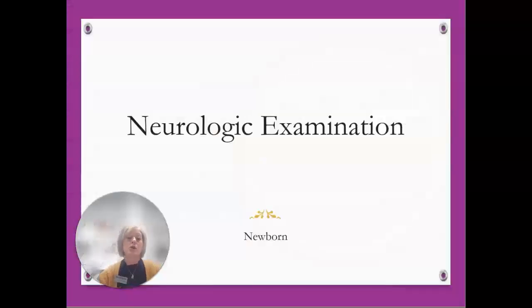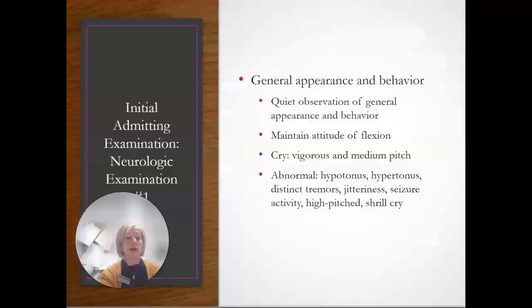So neurologically, we're going to make sure our babies are neurologically intact. So we're going to look at their general appearance. If they're sleeping quietly, we're going to look at this. Do they maintain that flexion? If you get a baby that is just lethargic, their legs are lethargic, their arms are lethargic, you're going to look for that. We want them to maintain that flexion. We want that cry to be very vigorous when they cry.